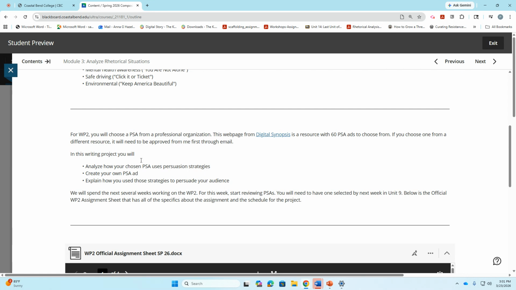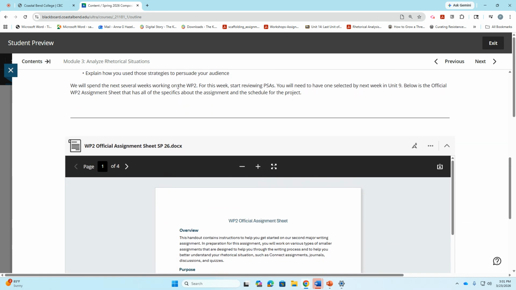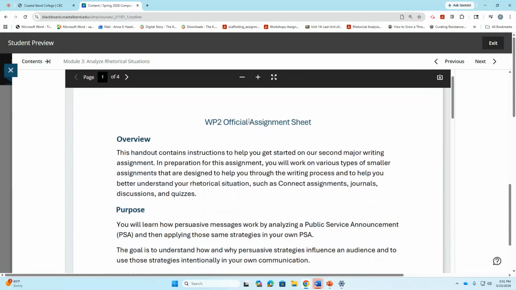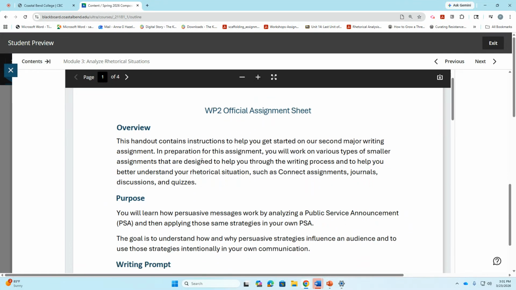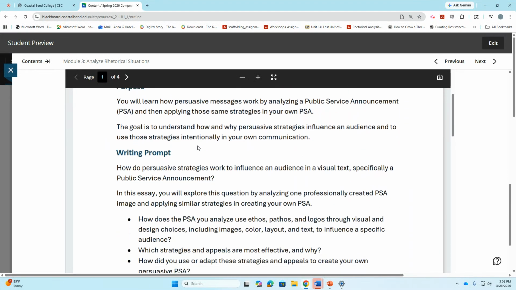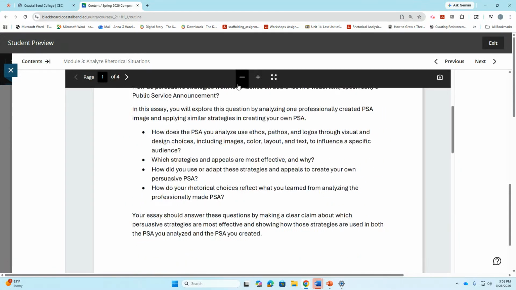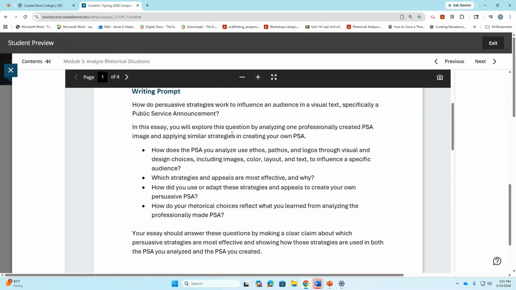Now, of course, I have the official assignment sheet that goes in much, much more detail. Okay, so you guys will want to make sure that you review this. I have all of the context, the overview, purpose, but I'm going to scroll to the writing prompt, okay, which is right here. And so you can see that there's a very particular question we're trying to answer. How do persuasive strategies work to influence an audience in a visual text? And specifically, in our case, it's going to be a public service announcement, okay?